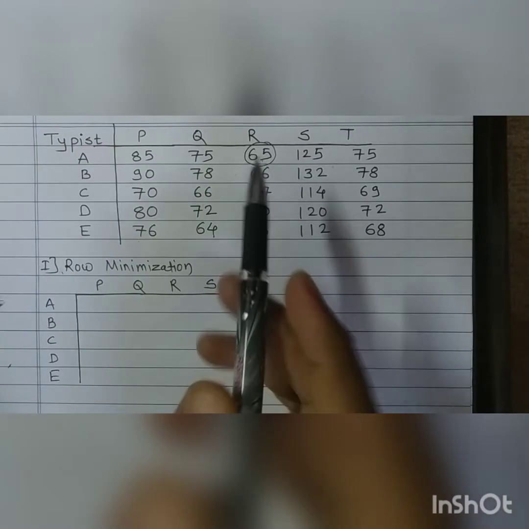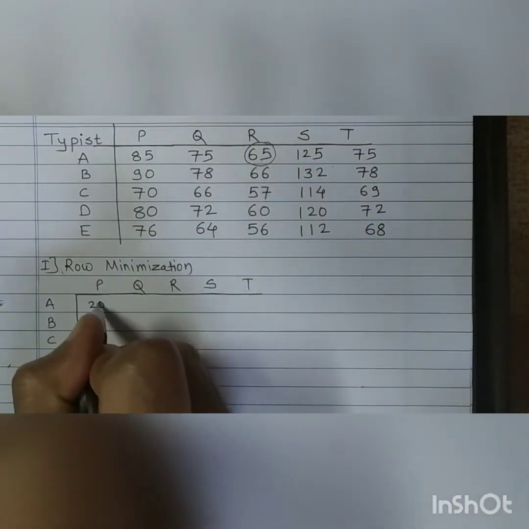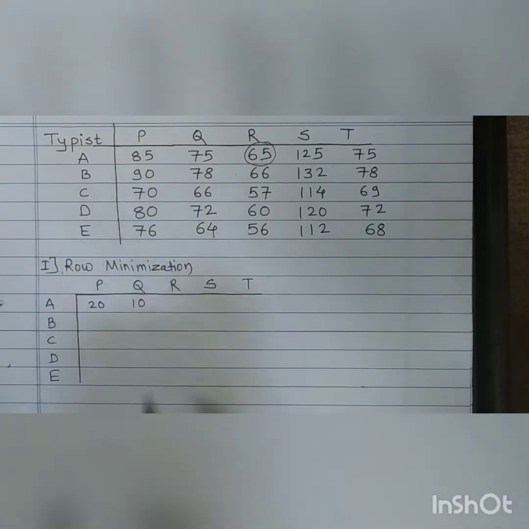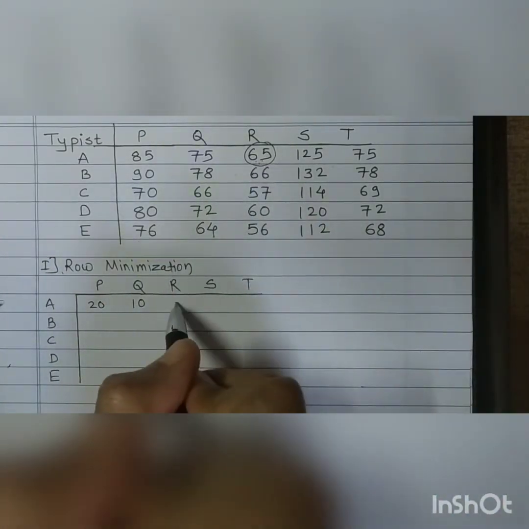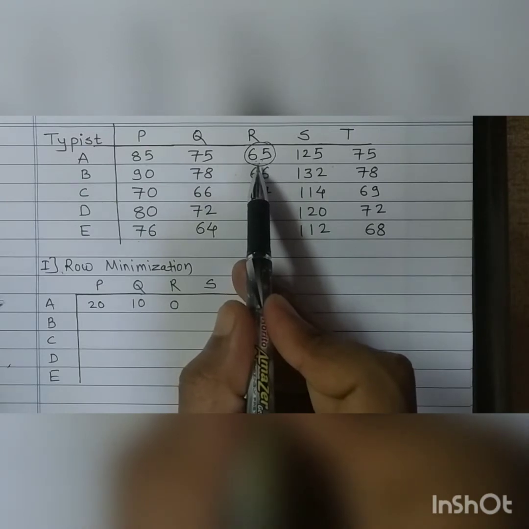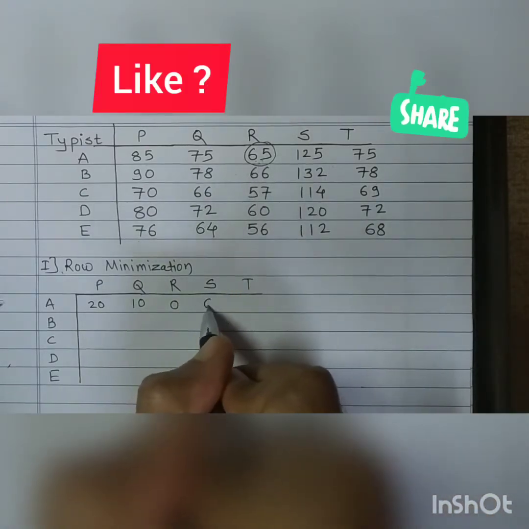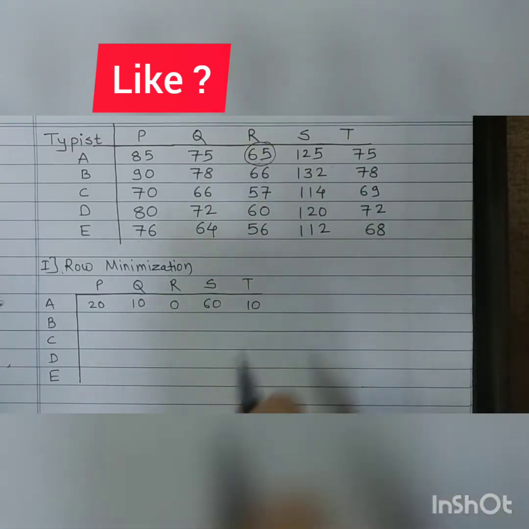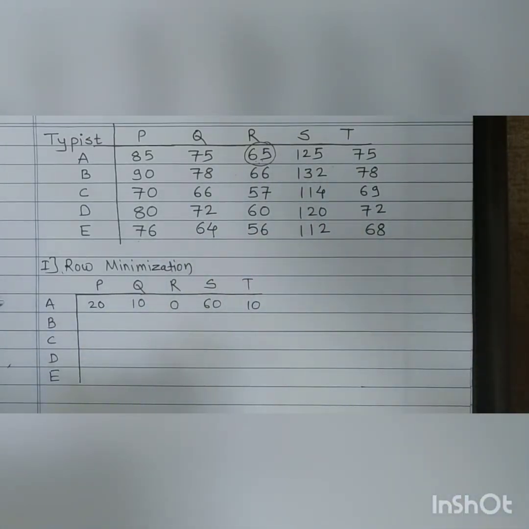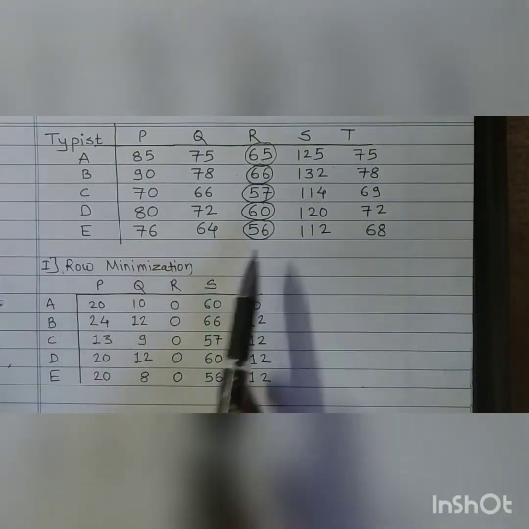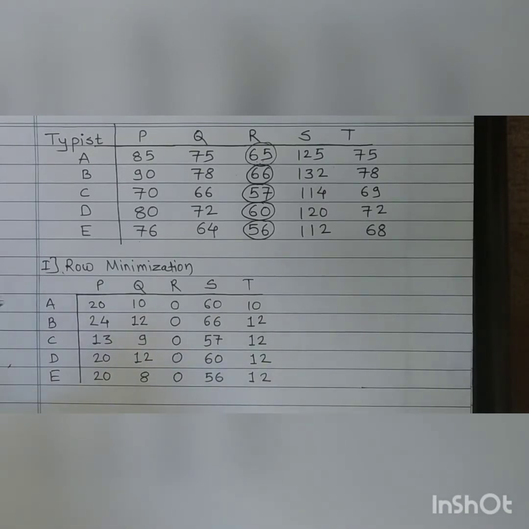85 minus 65, that is 20. 75 minus 65, that comes out to be 10. 65 minus 65, that is 0. 125 minus 65, that is 60, and again 75 minus 65, that is 10. Similarly you have to solve all the rows. So you can pause the video and check your figures. After row minimization the matrix will look like this.